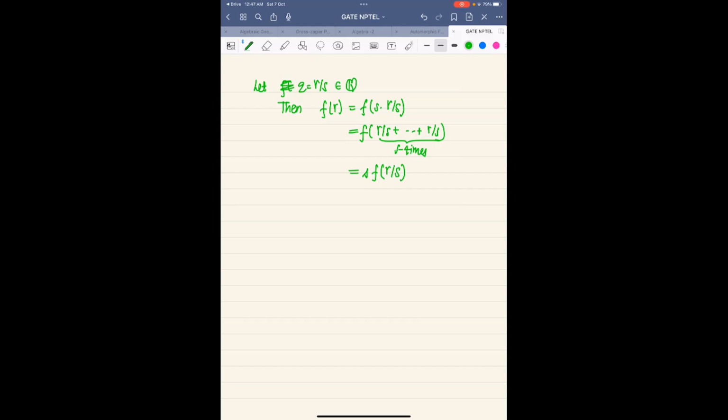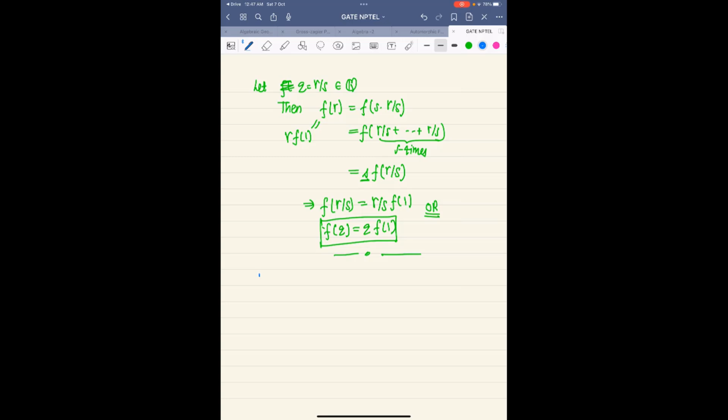And now f of r, where r is an integer, can be written as r times f of 1. And because s was non-zero, because it's a denominator, f of r by s can be written as r over s times f of 1, or f of q is equal to q times f of 1. So we have proved that for all rational numbers q, this homomorphism is determined by f of 1. So we have proved our claim.